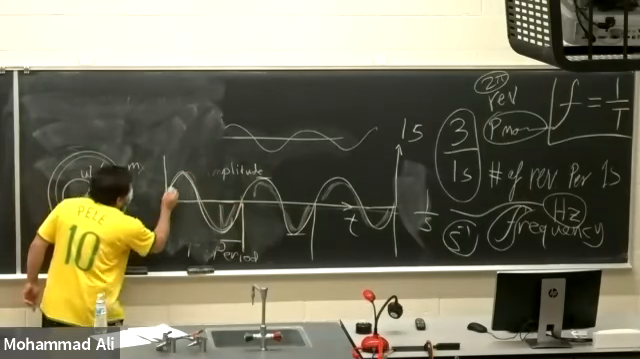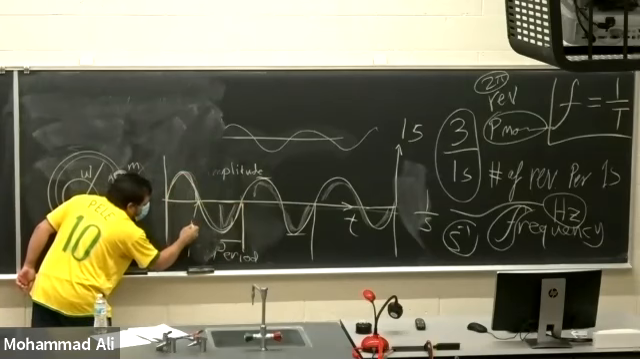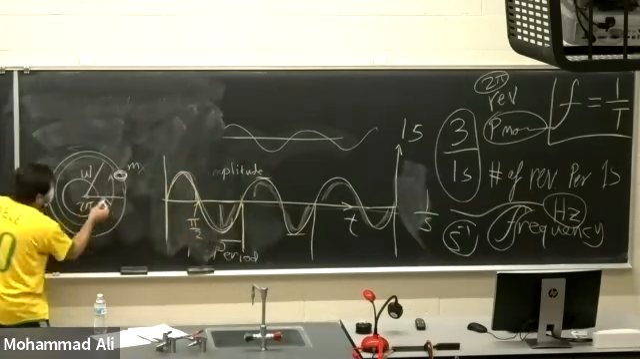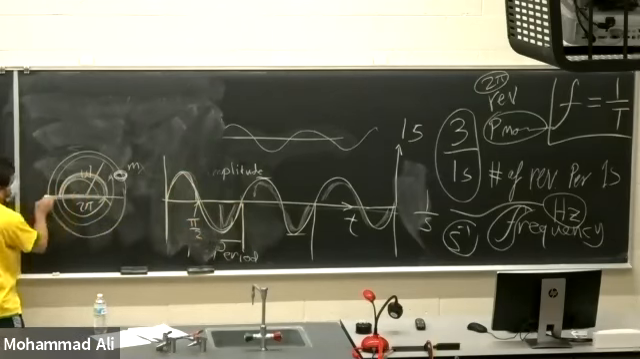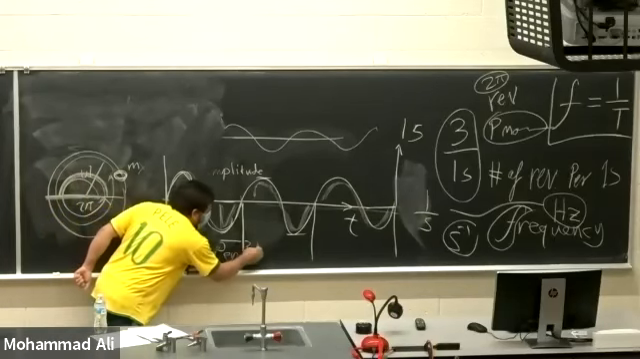Okay, from here to here it is half a period, which is pi over 2, which is the motion from here to here. I'm sorry, it is pi, just pi. This is 2 pi.